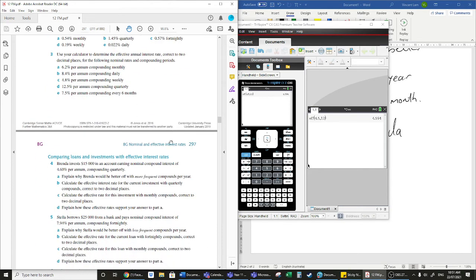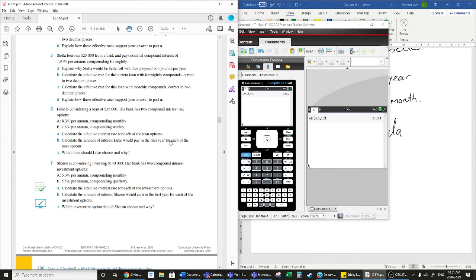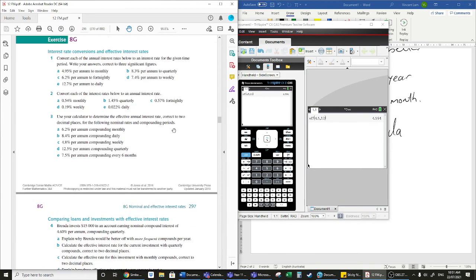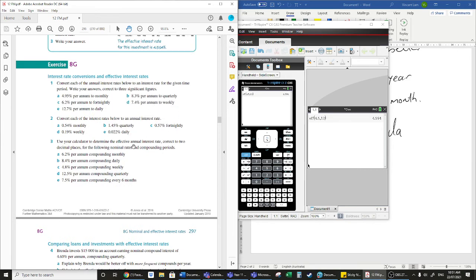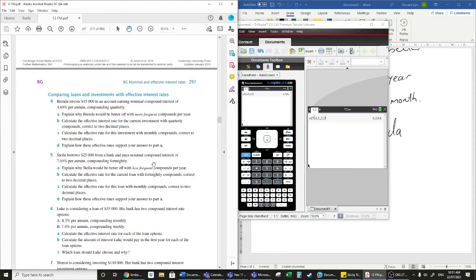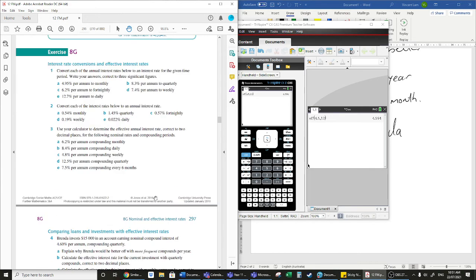And that's about it. In terms of the questions, I'd like you to do 1 to 7. The first part is pretty straightforward. The middle part is just you converting to effective annual interest rates. And then the bottom part is just a little bit more applied, so you'll be talking about effective interest rates and things like that.